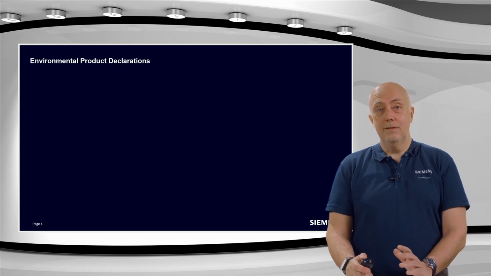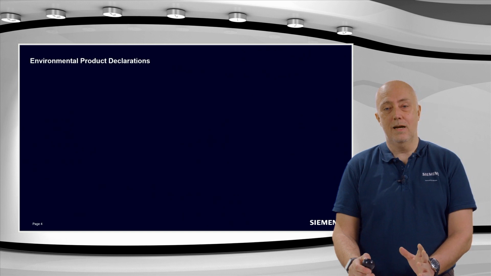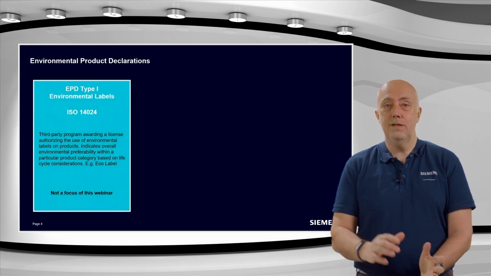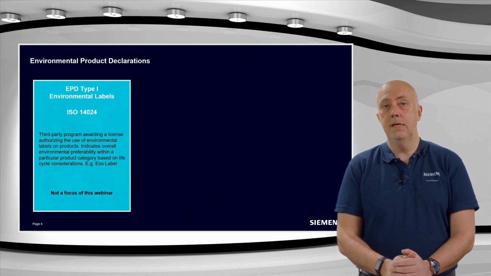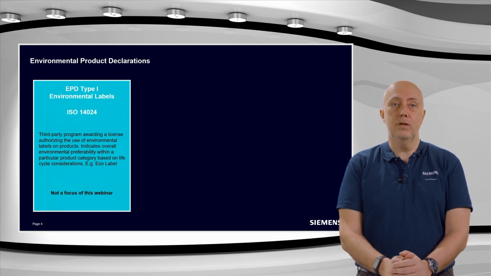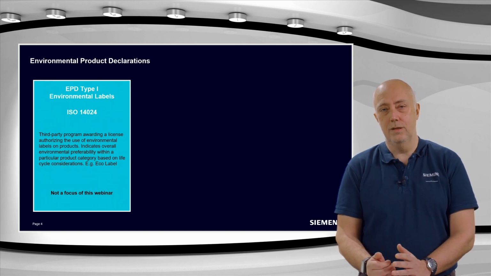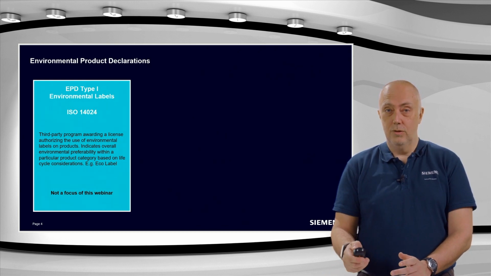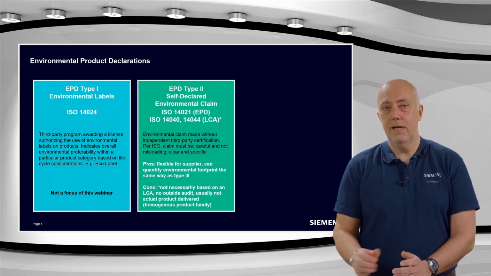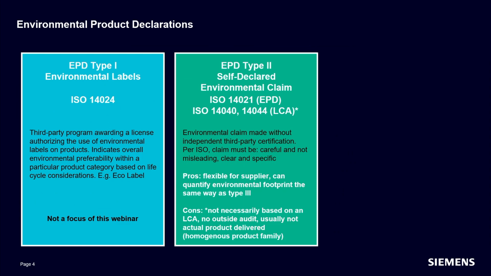Now, to start the understanding of what an EPD is, we will show the three different types of EPDs. This is a Type 1 EPD, which will not be a focus of this webinar. A Type 1 EPD is basically a third-party certification that your product can use an environmental label for marketing purposes. This is mostly for B2C business and household products. The Type 2 EPD is a self-declaration from the manufacturer. The EPD must follow ISO 14021, but does not mandatorily require having an LCA. ISO 14021 mandates that the claim must be careful, not misleading, clear, and specific.